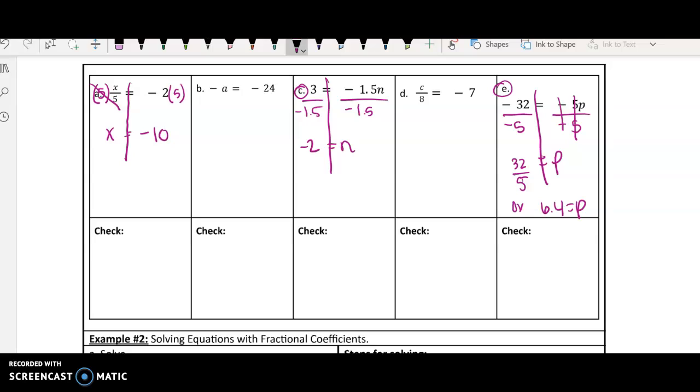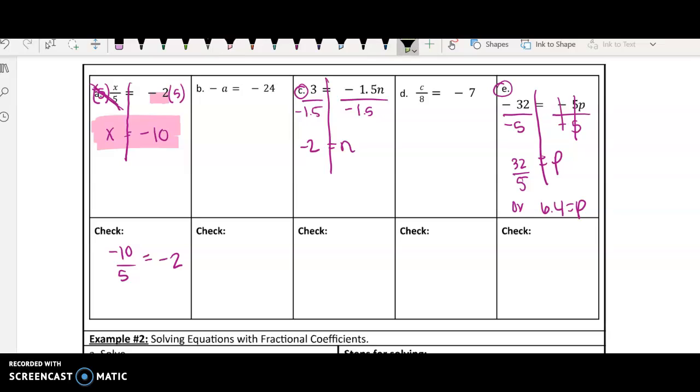Okay, so on A, we're dividing by 5, so the opposite is to multiply by 5 on both sides. That cancels out my division problem, leaving me with just x, and then -2 times 5 is -10. So now if I plug -10 in for x, so that's -10 divided by 5, that equals -2, which is what my original equation said it needed to equal. So that means that the left side of my equation has to equal -2. So when I plug in a -10, that's the only way it equals -2. So x equals -10.